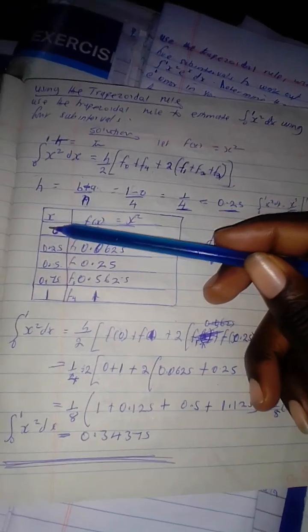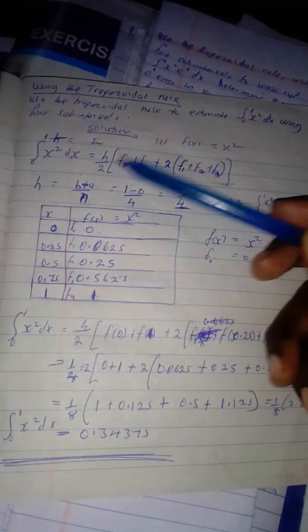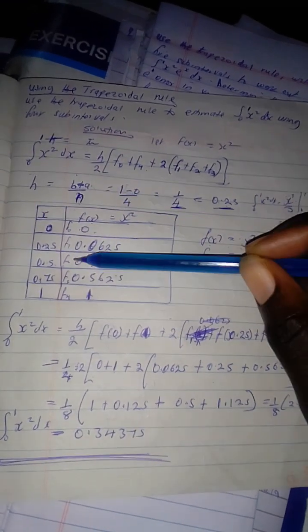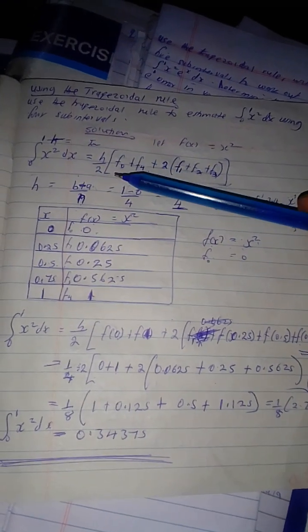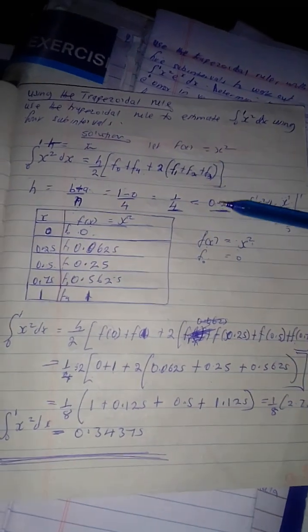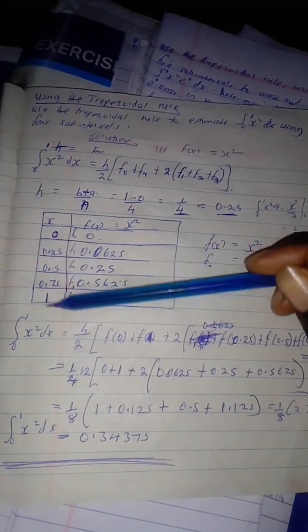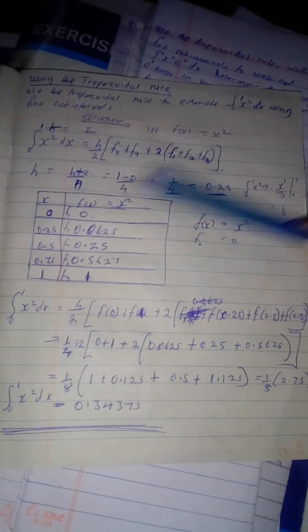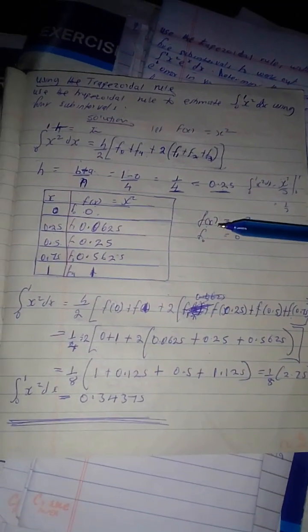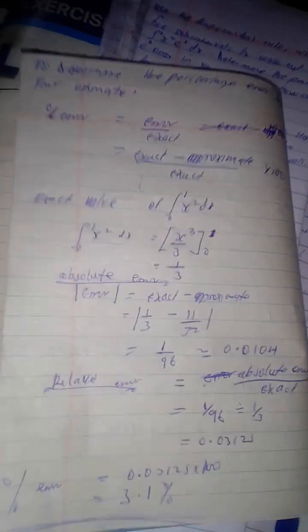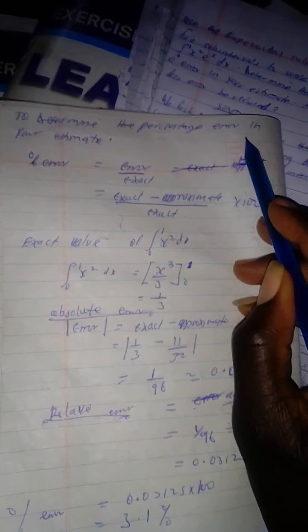We have used 4 subintervals, 1, 2, 3, 4, meaning we are moving up to 4 subintervals. That's why we are moving from 0 to 4. And these ones, our h has helped us to find until we reach the upper limit. Now, if they have told us to determine the percentage error.